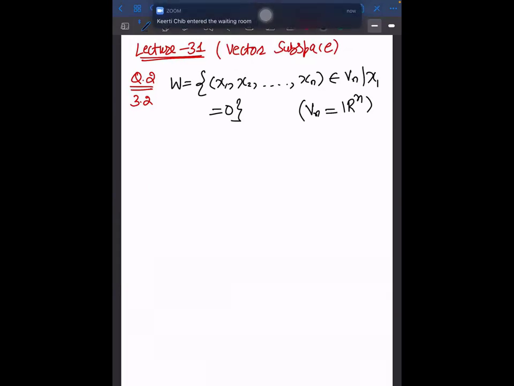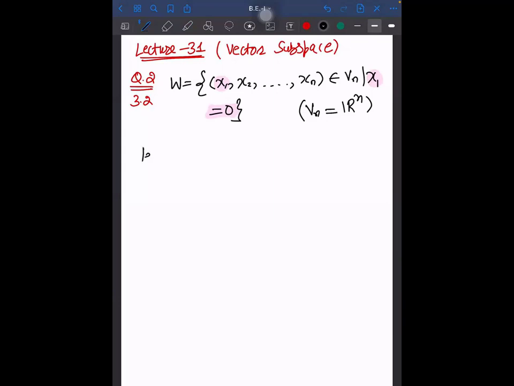So what does that mean? It means that the first component is 0. This is the first component, the first tuple of this set W is 0. We need to prove whether it is going to be a subspace or not, right? First of all, we know that it's a non-empty subset, right? 0, 0, 0, 0 is clearly belonging to the set. So now you pick two elements as we were doing.